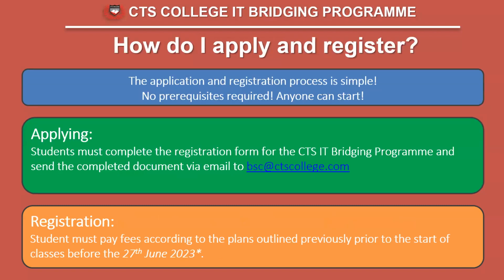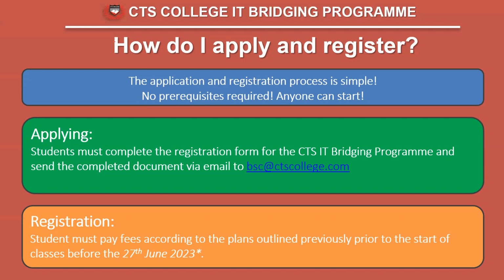So in terms of applying and registering, you must complete the registration form to enter the CTS IT bridging program and send the completed registration form to bsc@ctscollege.com. Of course, I will email you the registration form for the bridging program as well as the application form for the bachelor's in IT. So you would have those on hand, right? You can either download it, print it, fill it out, scan it and send it back to us, or you can actually type in the fields for each one of these as well, right?